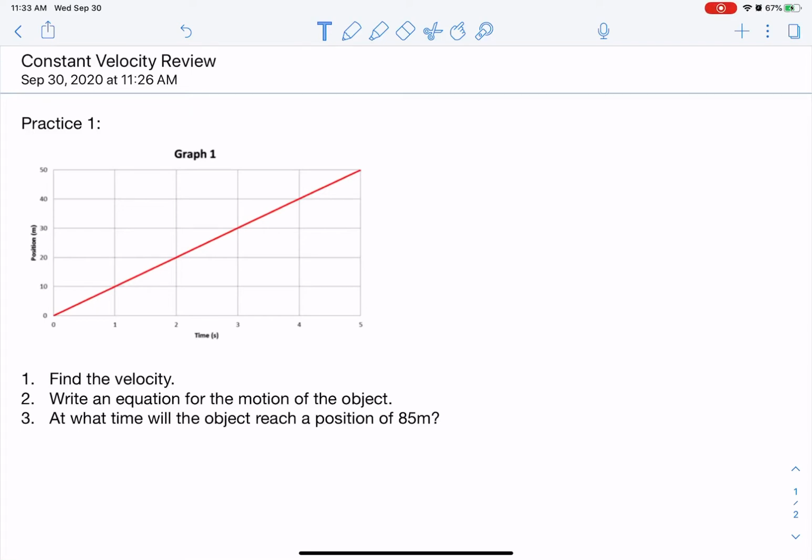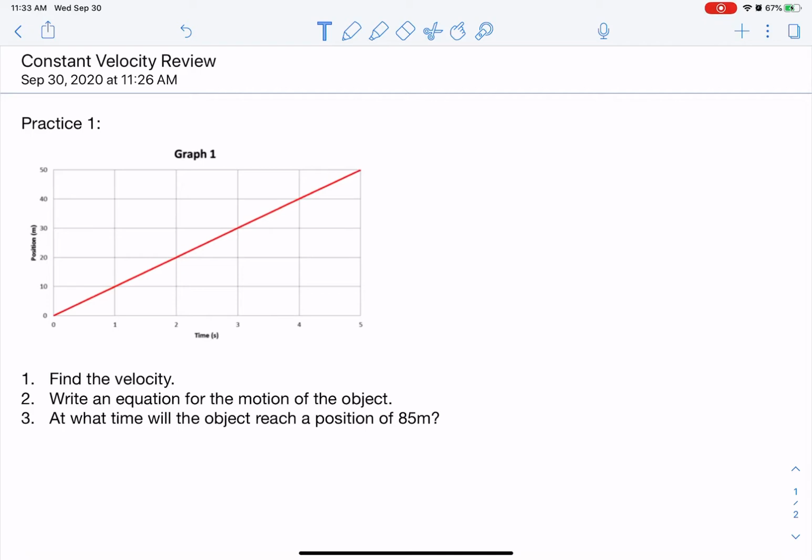Everybody, in this video I'm going to go over some constant velocity problems. These are problems that we didn't get to in class, and we're going to go over a couple. This is optional, you do not need to watch this video, but if you're struggling with doing some of these practice problems, you might want to give it a watch.